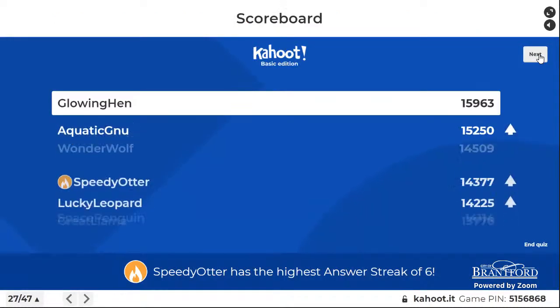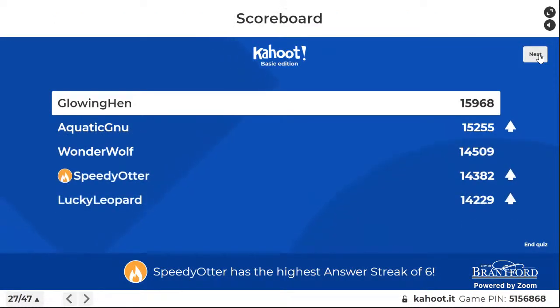Checking out the scores now. Oh, looks like we have some changes. Speedy Otter has the highest hot streak right now with 6 in a row. Well done. That has pushed Speedy Otter into fourth place, so the top three better watch out for him or her. But Glowing Hen is in the lead. Aquatic New is in second place, followed by Wonder Wolf. Heading back on to the next question.